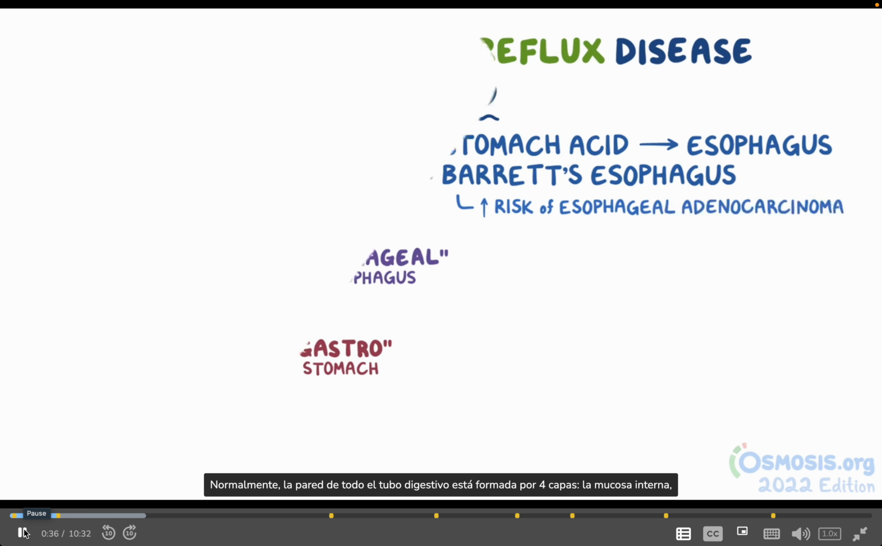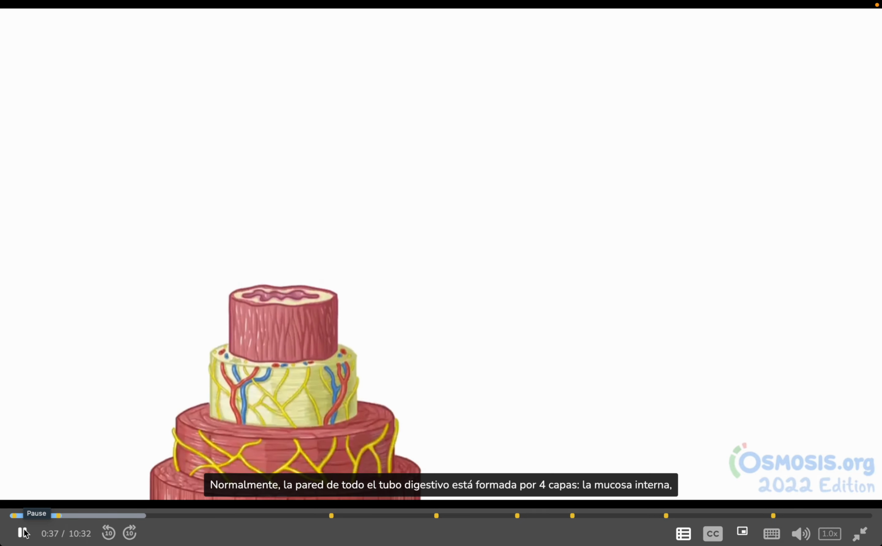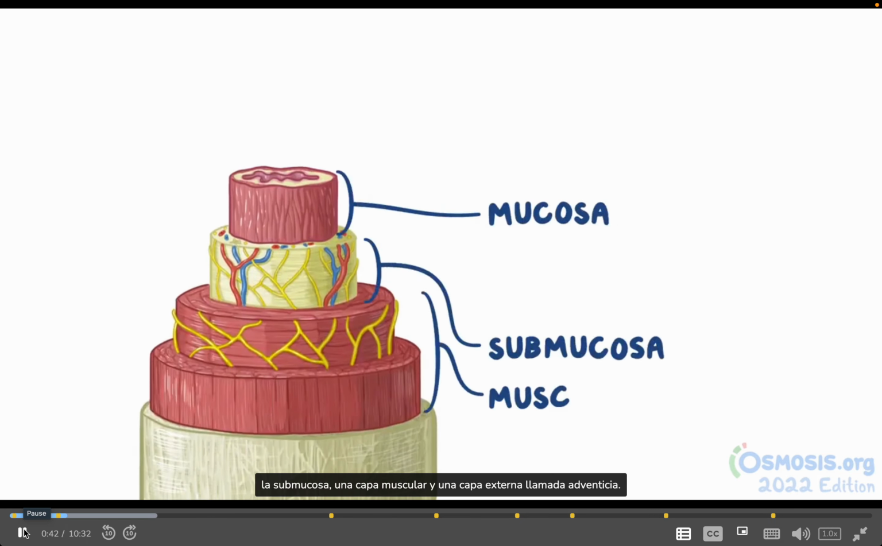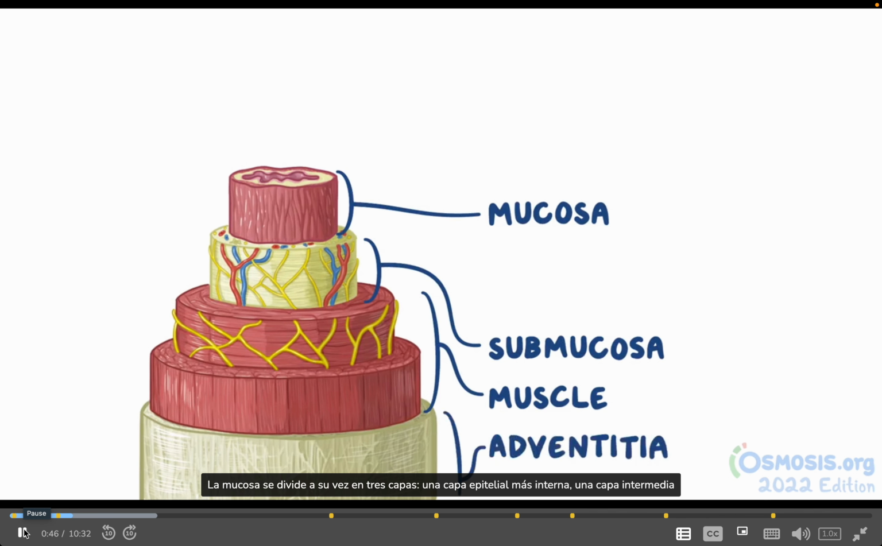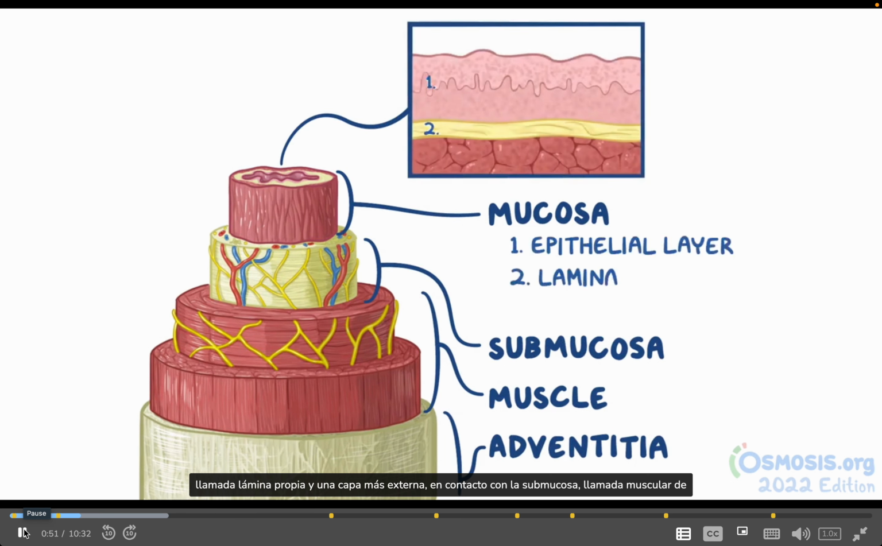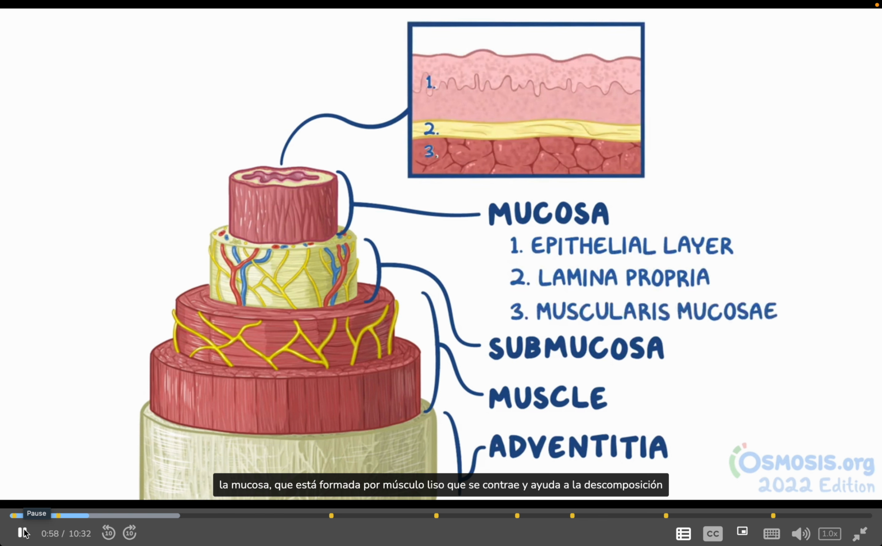Normally, the wall of the entire gastrointestinal tract is made of 4 layers: the inner mucosa, the submucosa, a muscular layer, and an outer layer called the adventitia. The mucosa is further divided into 3 layers: an innermost epithelial layer, a middle layer called the lamina propria, and an outermost layer, in contact with the submucosa, called the muscularis mucosa, which is made up of smooth muscle that contracts and helps with the breakdown of food.